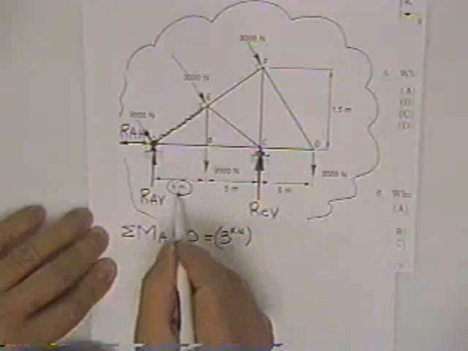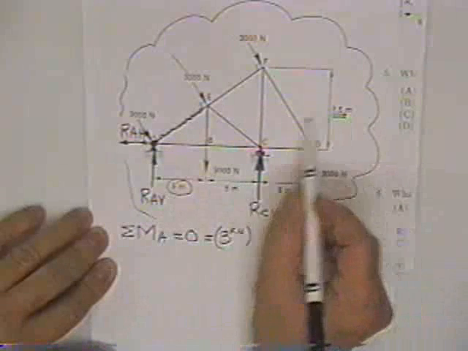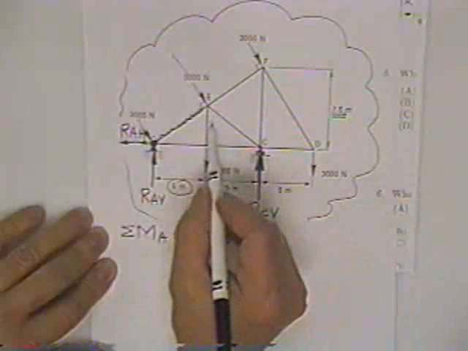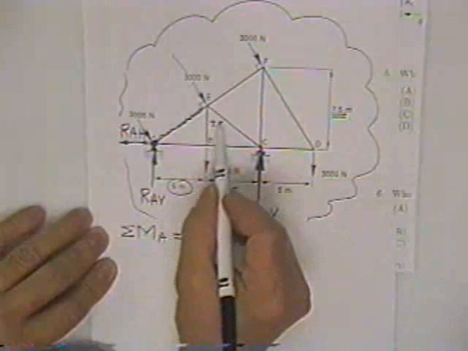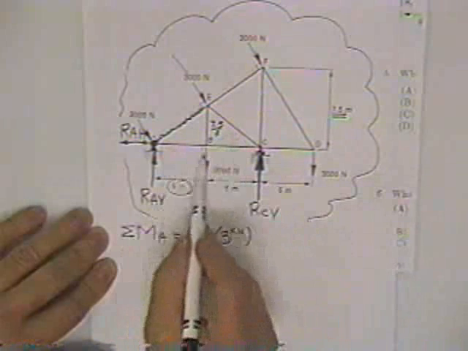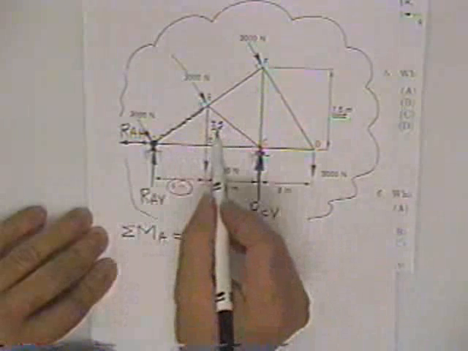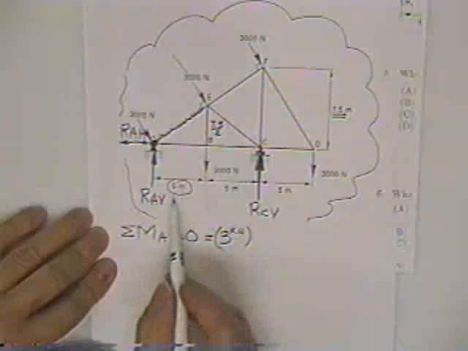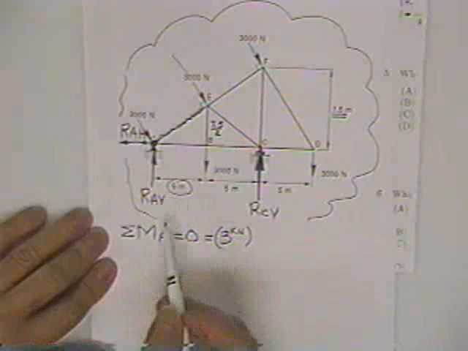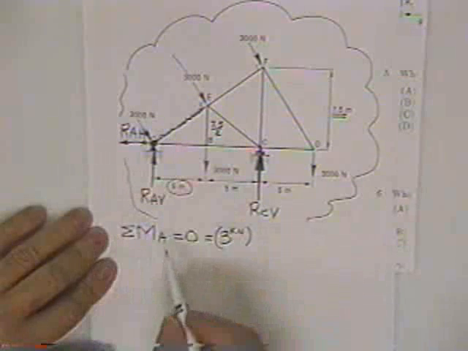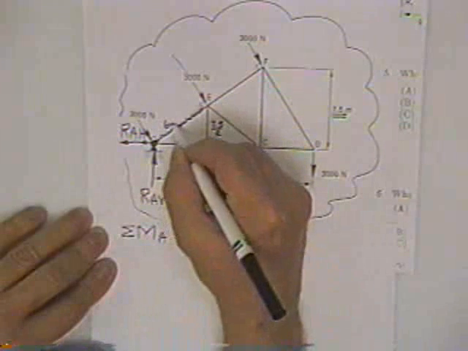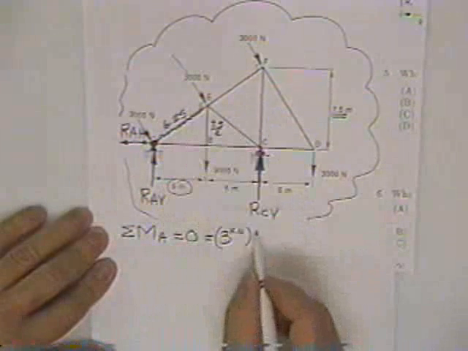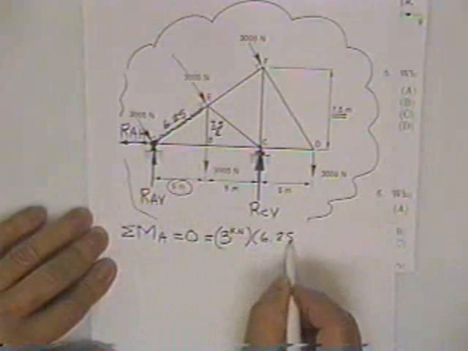So if you take 5 squared, since this is 7.5, this one right here will be half of 7.5 because of similar triangles. So you take 7.5 squared over 2. To that you add 5 squared, and then hit the square root button and you get 6.25. 6.25, so there's his moment arm.